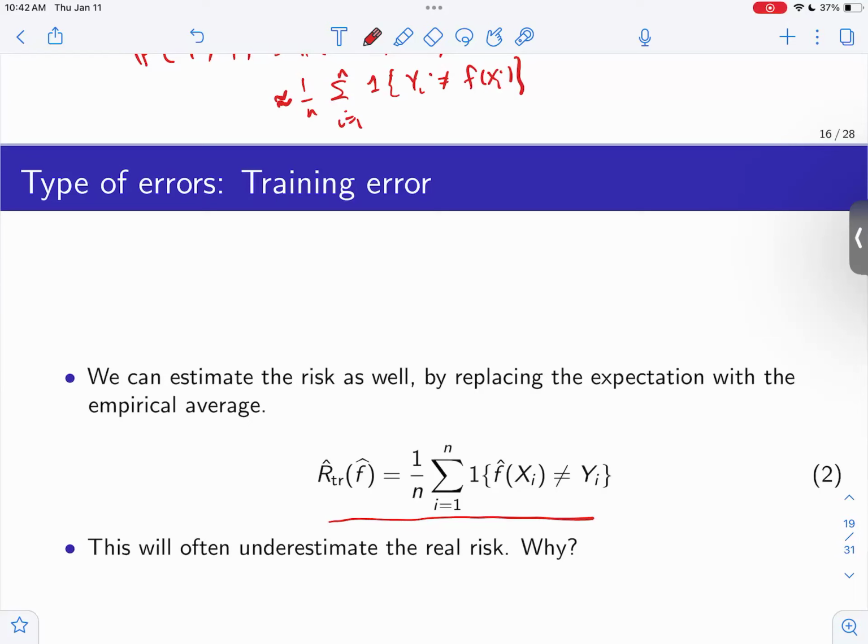But there's an issue here, which we have to be careful about. This is going to be referred to as the training error. This is natural, right? You replace the probability with an estimate based on the fractions. You can imagine this is exactly the estimate of the probability. The issue is this f hat is also using those same samples.